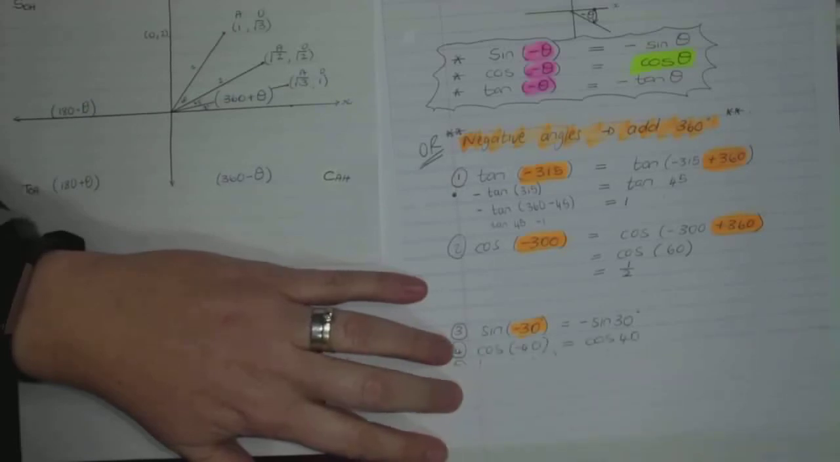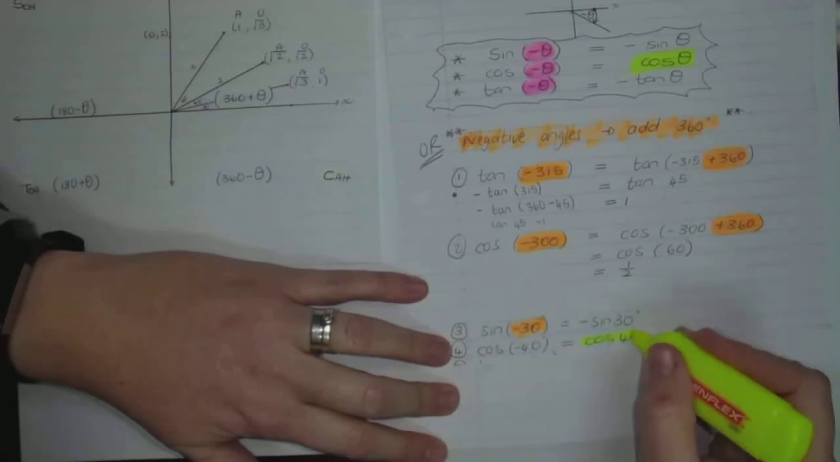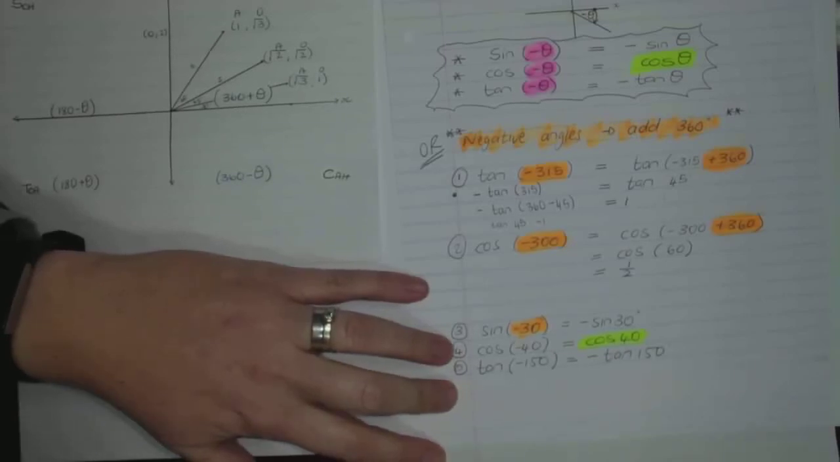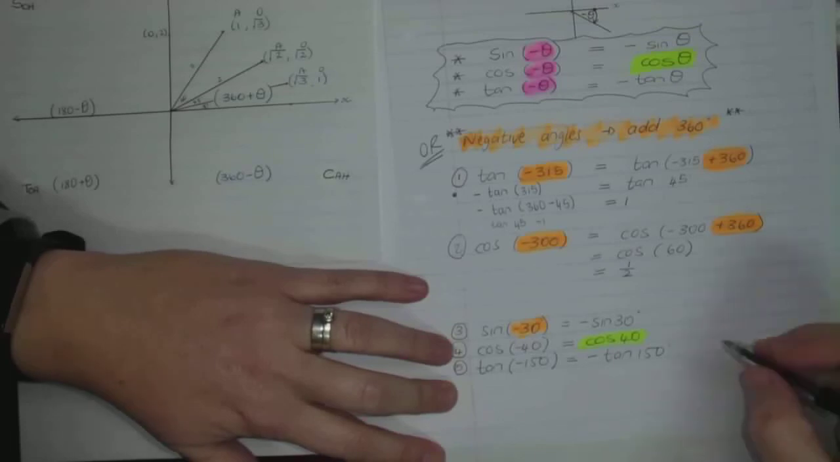If I have cos negative 40, cos is the only one that comes out positive. Cos of 40. Tan of negative 150, you could have added 360 immediately.